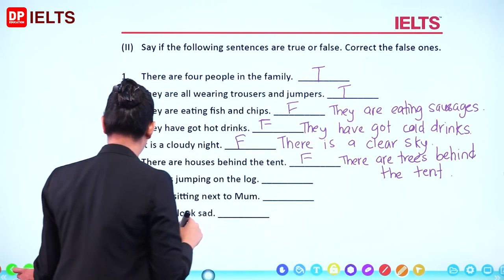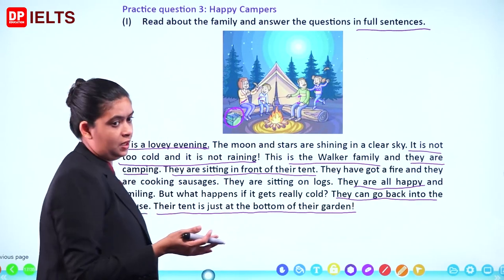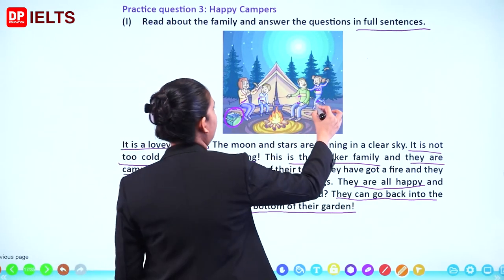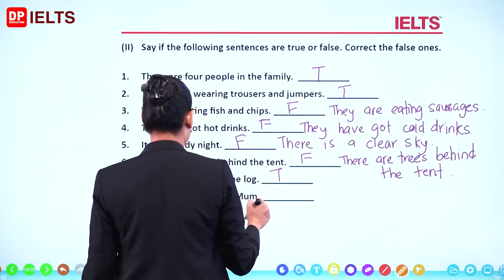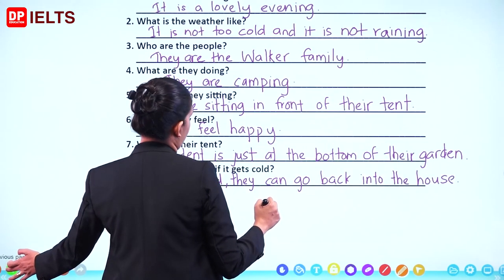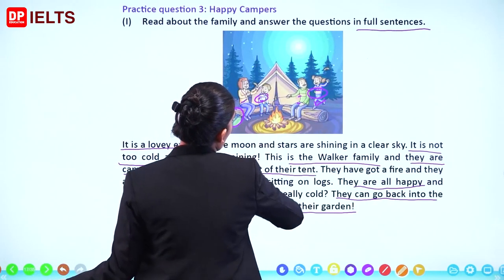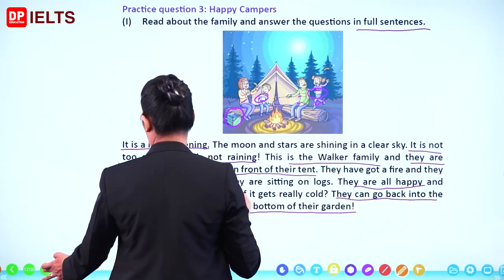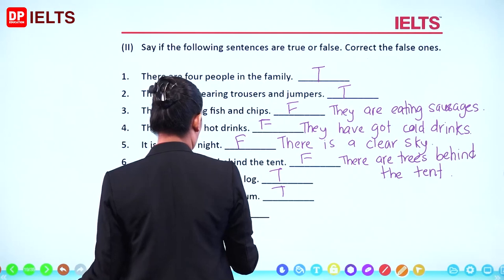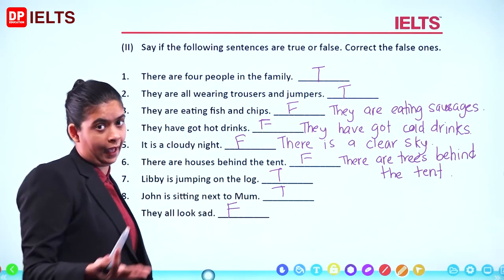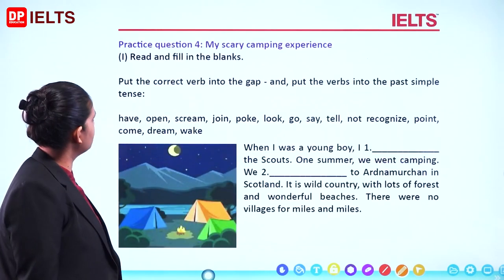Libby is jumping on the log. I'm not sure if her name is Libby, but if it is, yes, that's true, right? John is sitting next to mum. Probably the son, yes, it says John and Libby. Ah, yes, there we have the name, so yes. Okay, true. They all look sad, false. They are all smiling and they look happy. Okay? All right, so let's have a look at the next question.